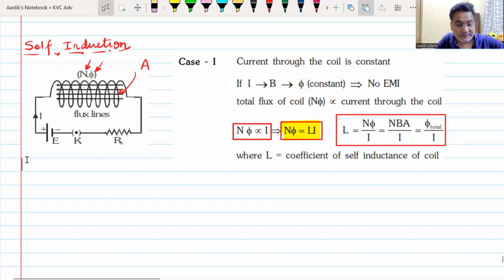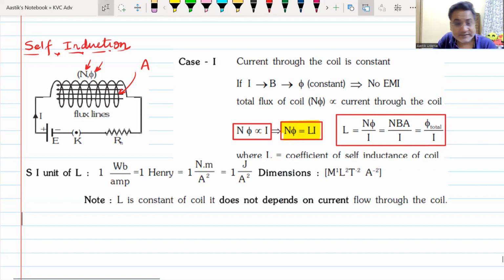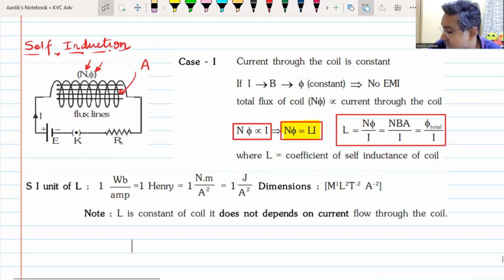Everyone understands this? Yes, sir. I'll give you 1 minute to note this down. Self-induction. Everyone has understood this? Yes, sir. I'll give you 2 minutes to note this down.